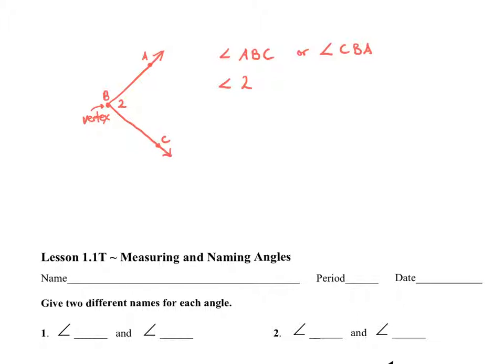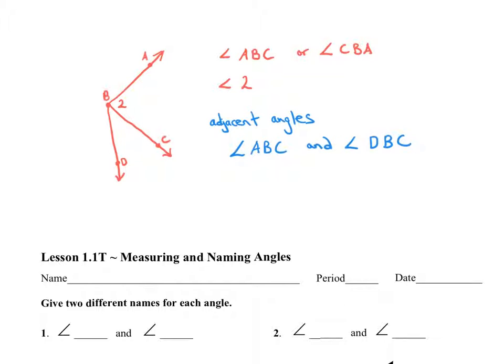What it cannot be called is angle CAB or angle ACB because there are no rays in that direction. And neither point A nor point C is the vertex, and they have to meet at a vertex to be an angle. Two angles that share a ray are said to be adjacent angles.